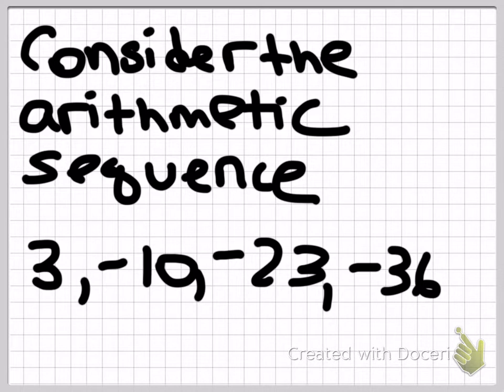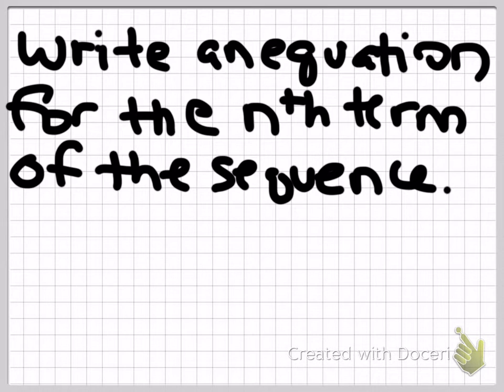Here we're looking at this arithmetic sequence. So we have 3 to negative 10, negative 10 to negative 23, and negative 36. So we need to think about this particular sequence. And the first thing we're going to do with it is write an equation for the nth term of the sequence. So back to the beginning where we had the equation.